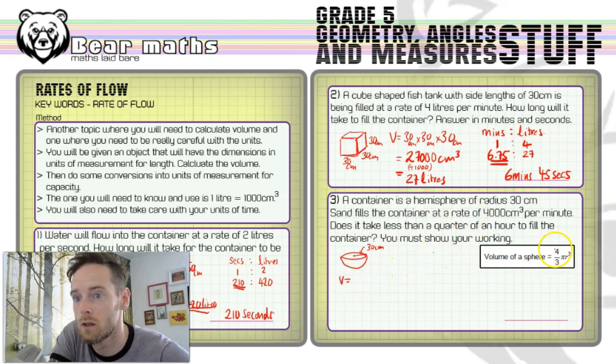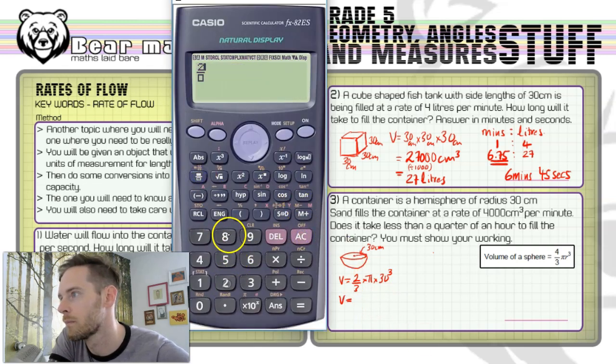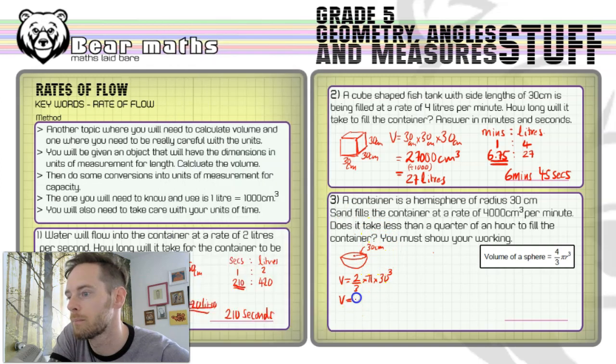And what I'm going to do is work out the volume of that. Now, you could do 4/3 multiplied by pi multiplied by 30 cubed. You could do that and then half it, right? But I'm going to change it to 2/3. 2/3 multiplied by pi multiplied by 30 cubed, all right? So the volume, and let's type that into the calculator and find out what it is. 18,000 pi centimeters cubed, right?